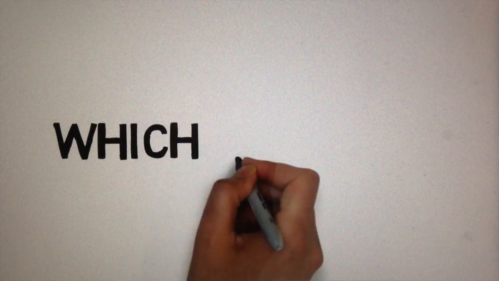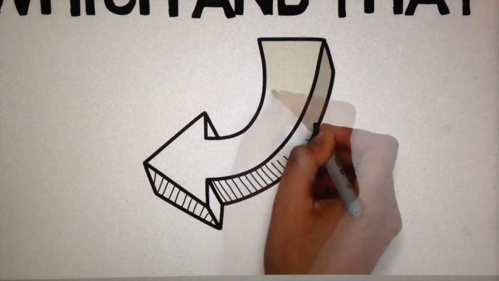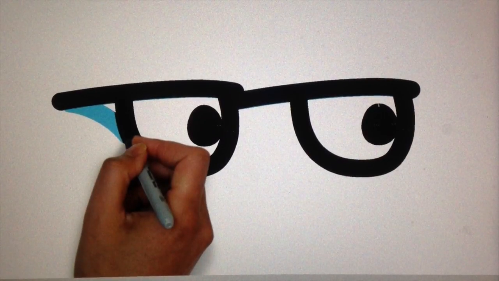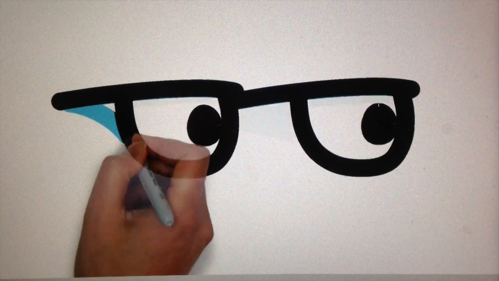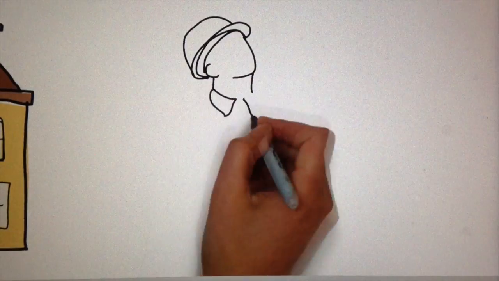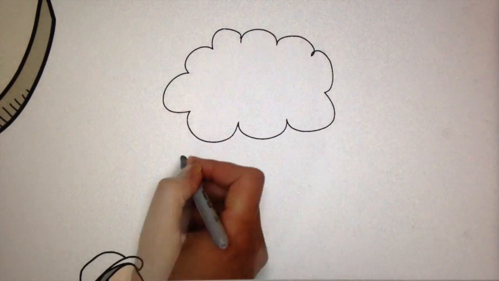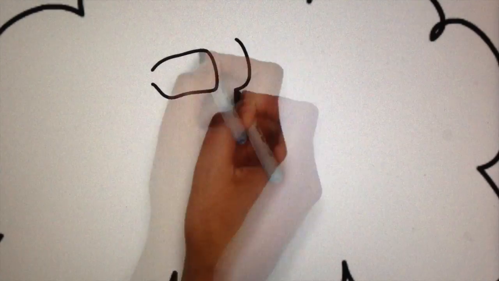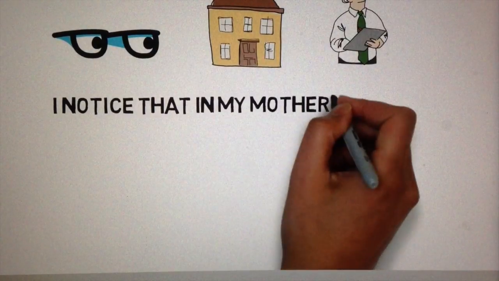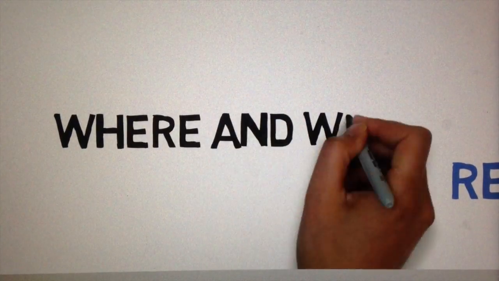When we are talking about an animal or a thing, we use which or that. Both can be used in almost all sentences, except when there is a comma before the space where the relative pronoun has to be. In that case, you only have the option to use which. For example, I noticed that my mother's house, which I used to live in, needs some remodeling.